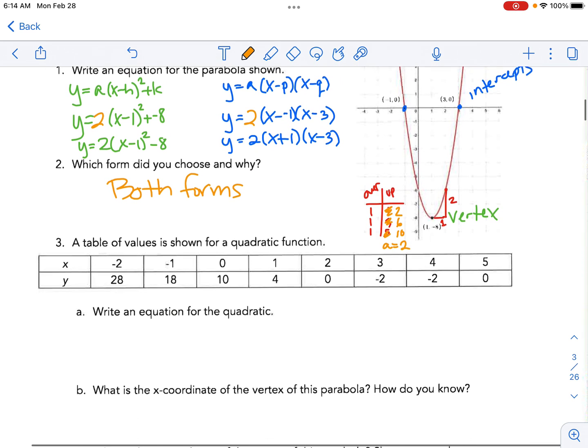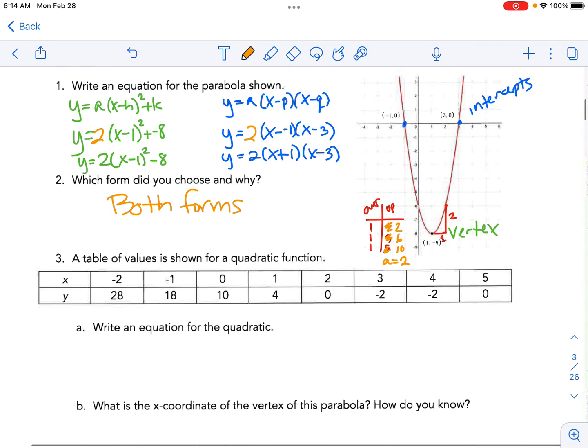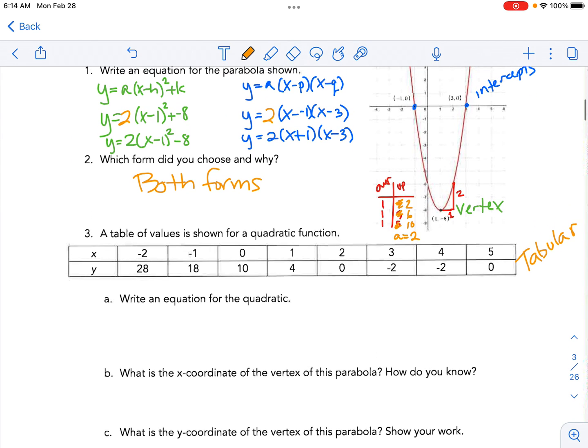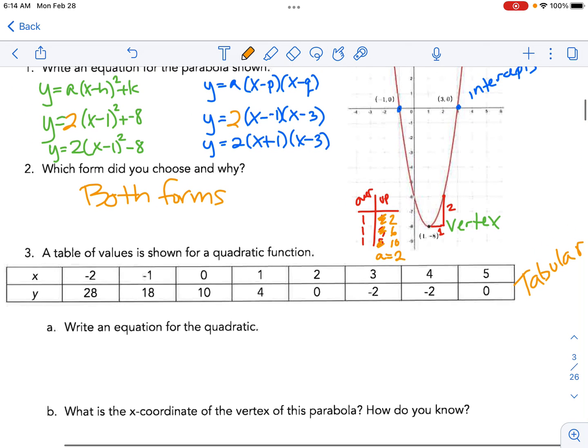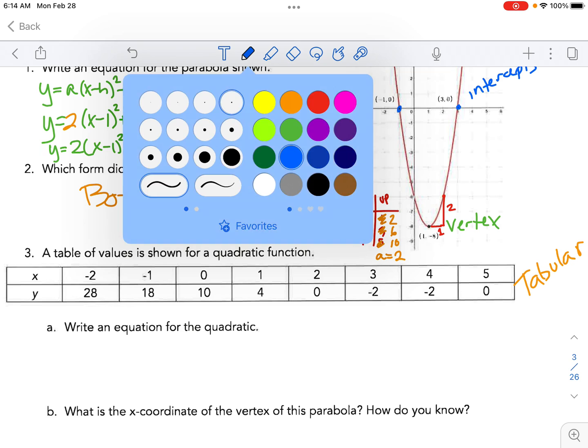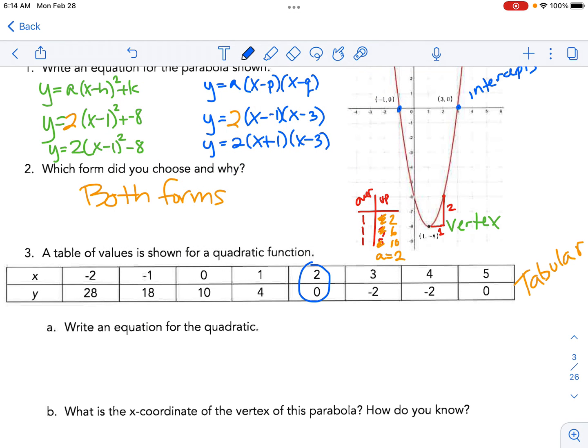But today's focus is looking at the parabola from a tabular standpoint. So this is a table. We call this a tabular application. And so we're looking for those intercept values, which you can find pretty easily on the table. An x-intercept is an x value where y is equal to 0. So here is an x value where y is equal to 0, and here's another x value where y is equal to 0. So those are the x-intercepts.